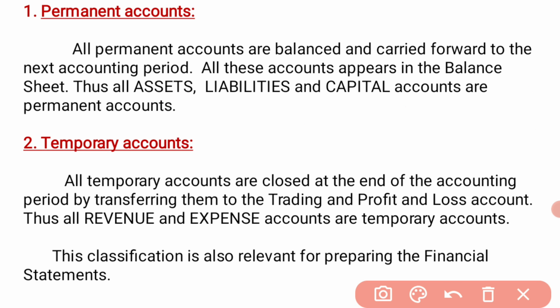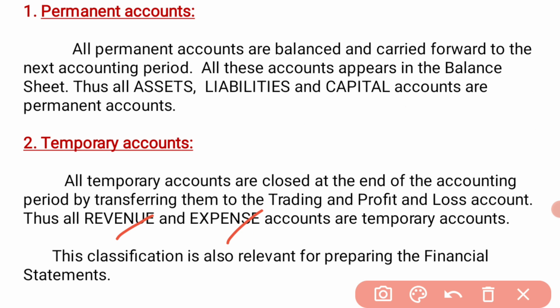Then temporary accounts. Temporary accounts are those accounts which are closed at the end of the accounting period. They are only temporary for a particular time period or a particular year. These accounts are closed at the end of the accounting period by transferring them to the trading and profit and loss account. Permanent accounts appear in the balance sheet, but temporary accounts appear in the trading and profit and loss account. Which are those temporary accounts? Revenue and expenses accounts are the temporary accounts.